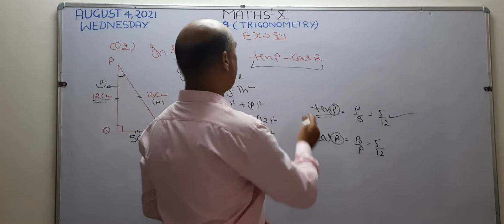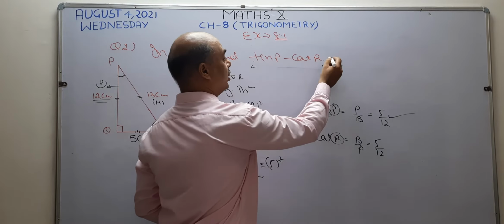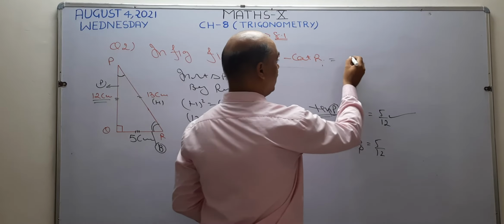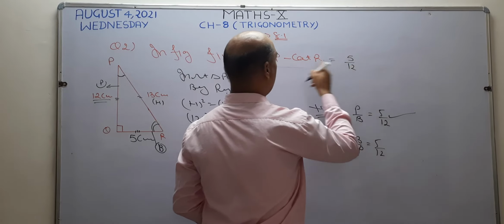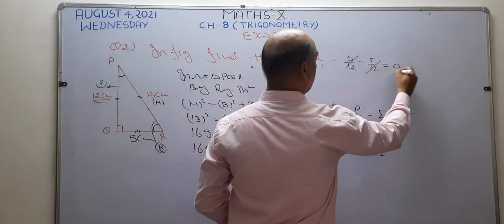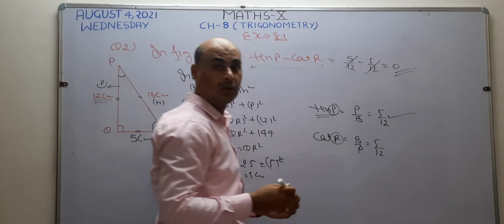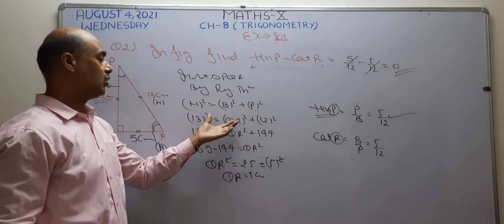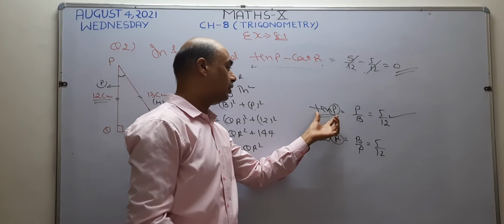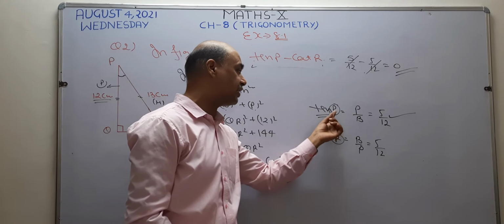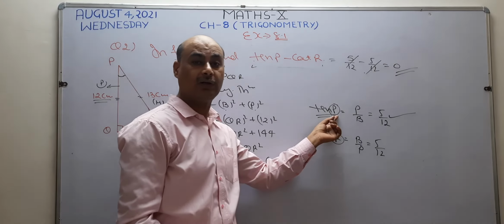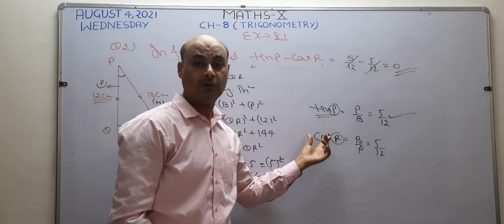Now in this question we have to find the value of tan P minus cot R. Now the value of tan P is 5 by 12. Write here 5 by 12. After that, the minus sign is there. What is the value of cot R? Cot R is 5 by 12. Now this is positive, this is negative, so this is going to cancel. So the answer becomes 0. This is very simple. You have to remember the base. The main thing is base. If you identify this angle, then it's very simple.